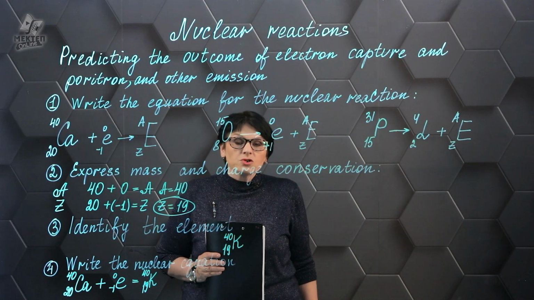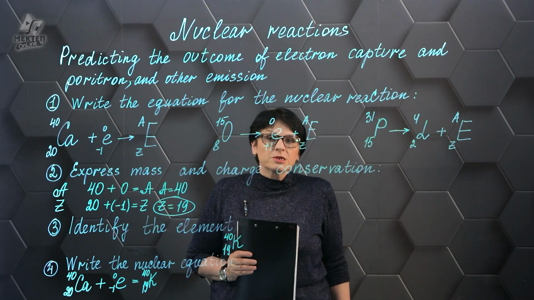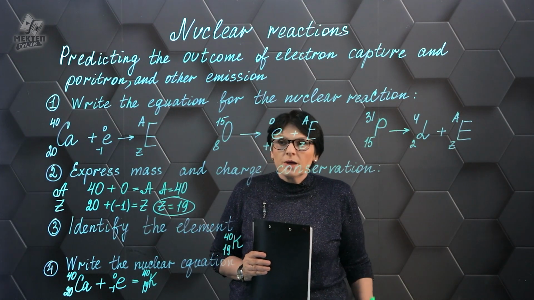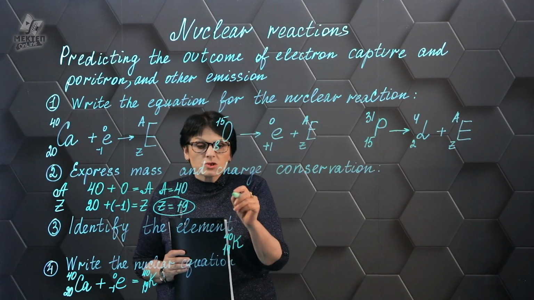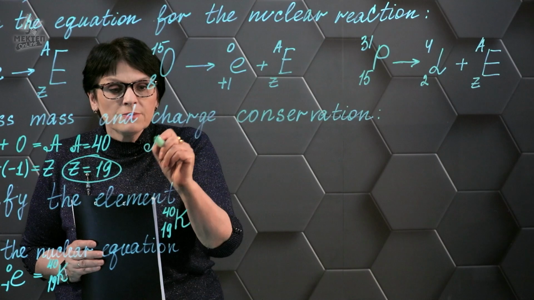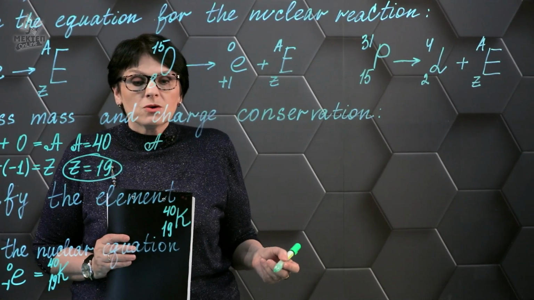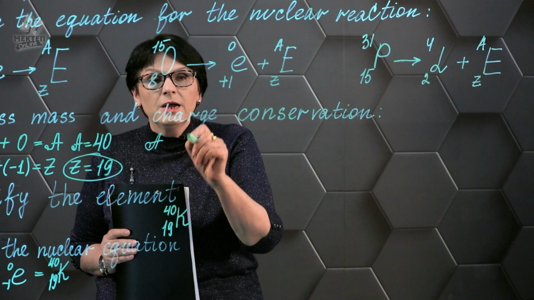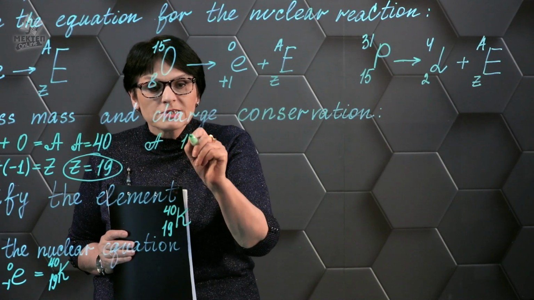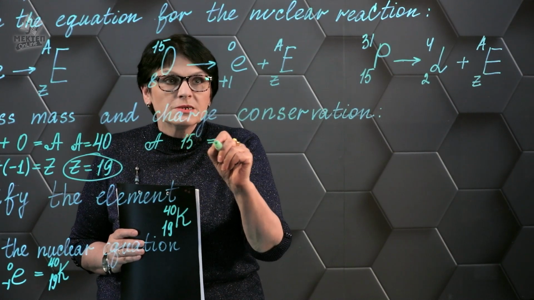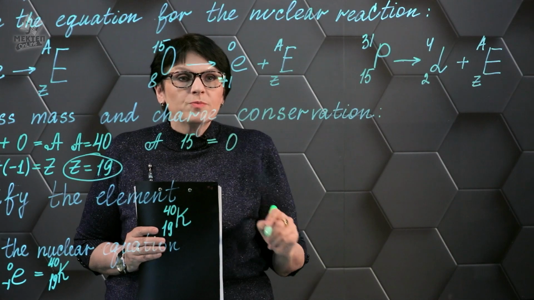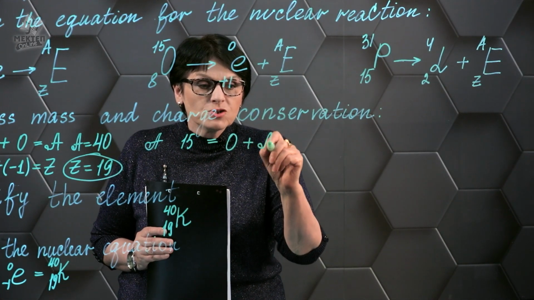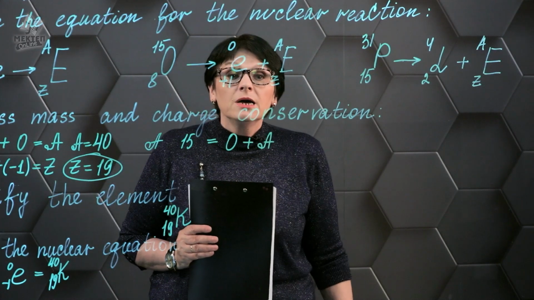We move on to the second case, and in this case there is a decay, and the particle that goes away is a positron. So we work in exactly the same way. We have, let's find the mass of this unknown element. To do that, we have 15 on the left side. The positron has a mass of 0 on the right side. And then we have the atomic mass of our unknown element.